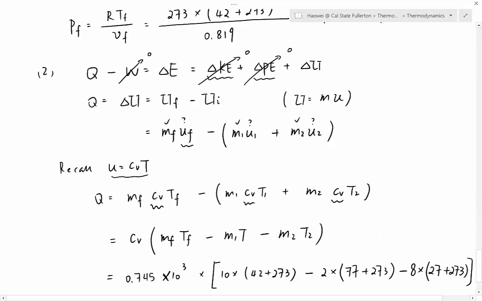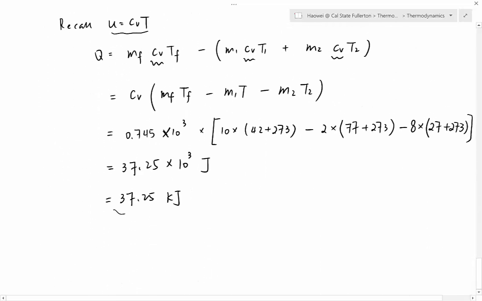How do you tell? You can easily tell from the solution itself. Because our Q is positive, what does that mean? If the heat transfer Q is positive, that means your system gains heat. So that means heat is going into the system. If heat transfer is negative, that means the system loses heat, so the heat is leaving the system. In this case, because Q is positive, our system gains heat. Heat is going into the system.